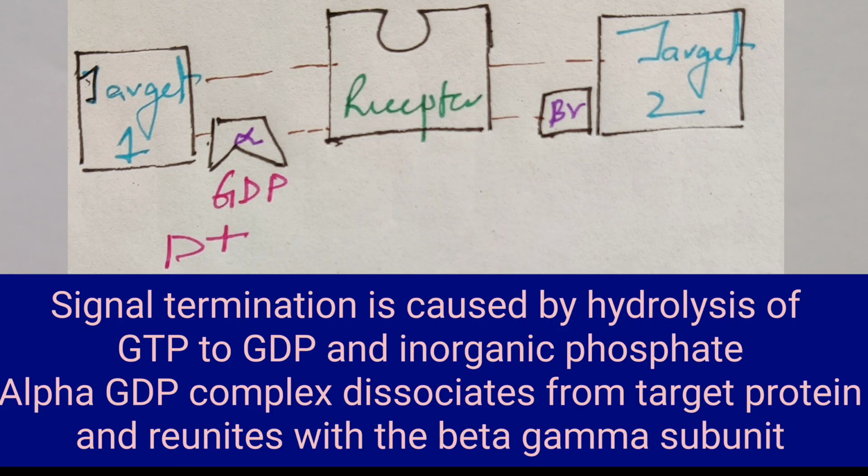The next step is termination of signal. Termination of signal is brought about by hydrolysis of the GTP molecule into GDP and inorganic phosphate. The alpha GDP complex now dissociates from the target protein and reunites with the beta gamma complex of G protein and returns to the resting state.